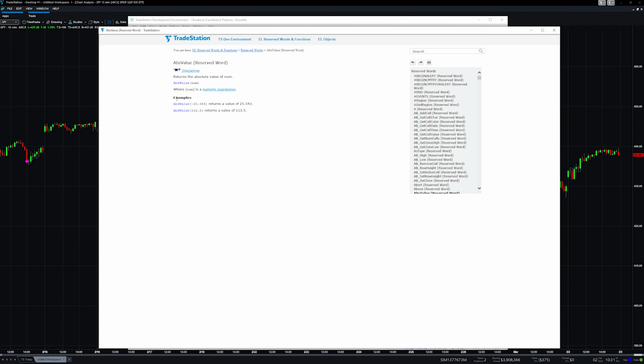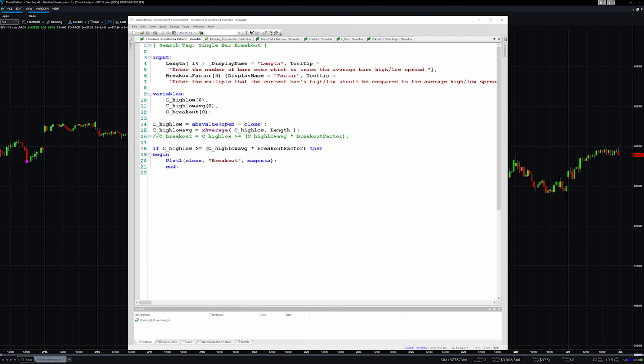And so here are the examples, right? Whether the number is negative or positive, it'll just return the positive number. And so if you have a down bar, then you'll have a negative number. This way, that won't be the case. And so we have absolute value right there, but you can come in here and change this to high, and change this to low if you want to.